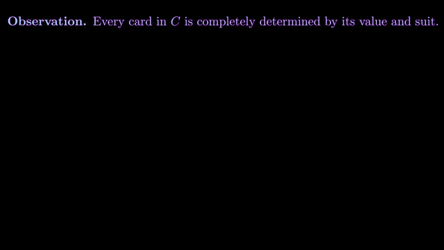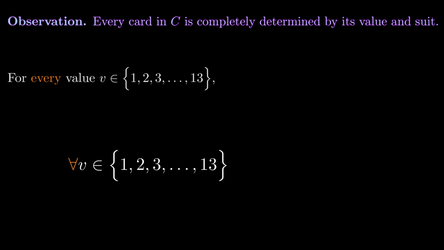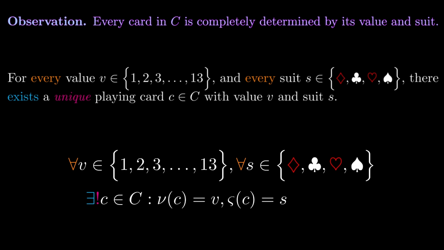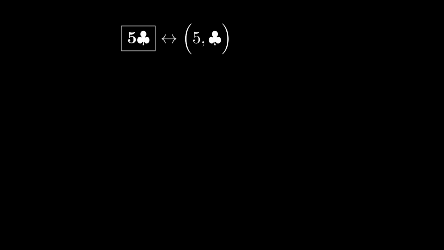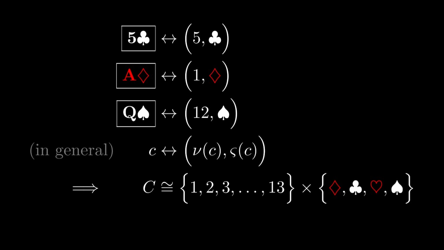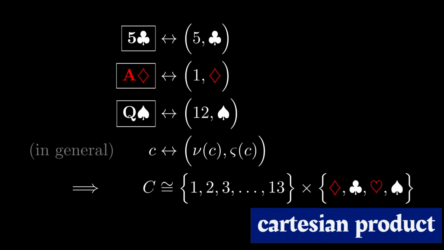You might notice that these two functions can completely characterize the set of cards. More precisely, for every value V and every suit S, there is a unique playing card C with a value V and a suit S. This means that we can identify playing cards with ordered pairs consisting of a value and a suit. In fancier terms, this means that the set C of playing cards is canonically isomorphic to the Cartesian product of the set of values with the set of suits.